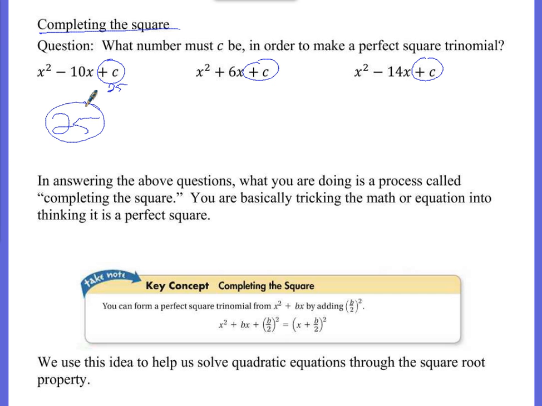25 is fine. On this one? 9. How'd you do that so fast? Okay, so she's right. It is 9. But you're not doing it the fast way. 49 is right. How did you do that? That's the fast way right there.